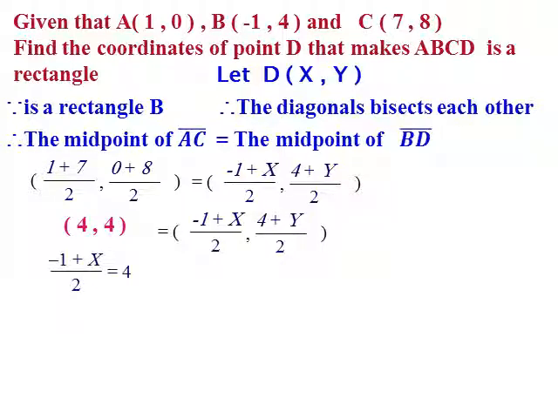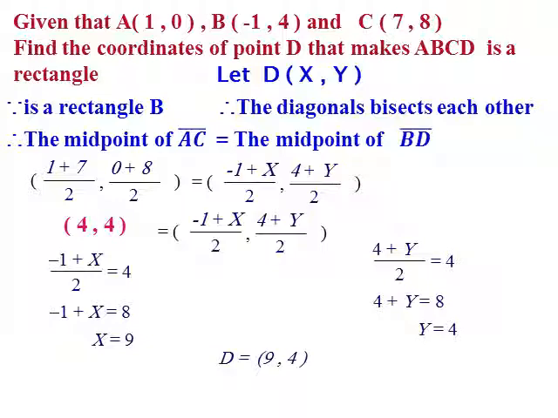The x coordinate: negative 1 plus x over 2 equals 4. Multiply both sides by 2, so negative 1 plus x equals 8. x equals 8 plus 1. Finally x equals 9. To get the y coordinate, 4 plus y over 2 equals 4. Multiply both sides by 2, it will be 4 plus y equals 8. Finally y equals 8 minus 4 equals 4. So the point D will be 9 comma 4.